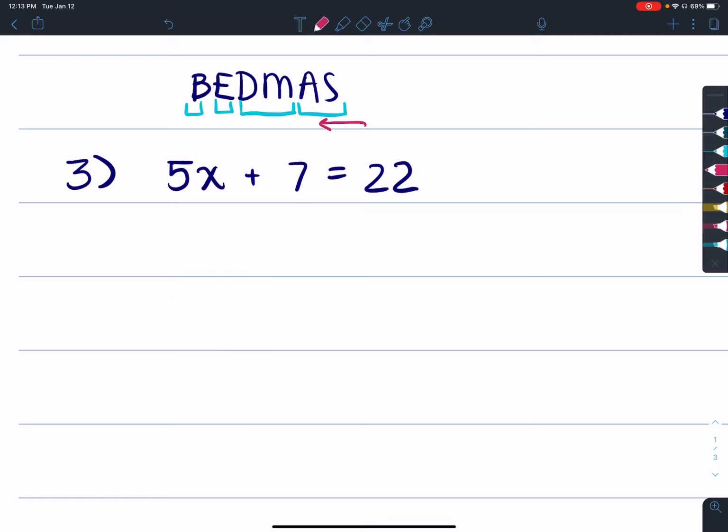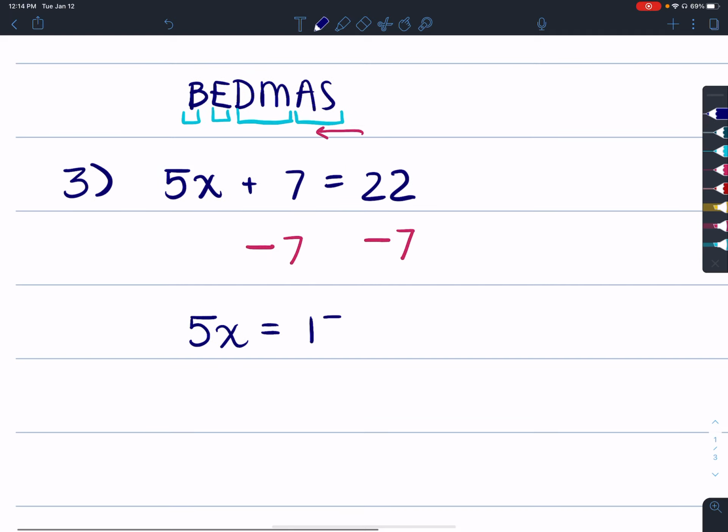So here, I know that between the two operations I have a multiplication here and an addition here. Addition is the first thing I'm going to be undoing. So I want to get rid of that plus 7, which means I will be subtracting 7. And what I do to one side, I do to the other. So here I get left with 5x equals, and now 22 minus 7, that will give us 15.